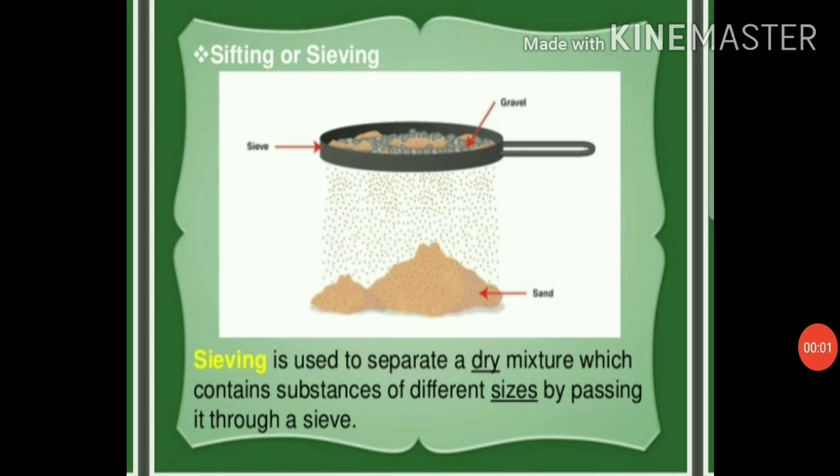So let's talk about another method of separation, that is sifting or sieving. Sieving is a method of separation based on the principle of different sizes of particles to be separated from the mixture. So the particles of different sizes present in the mixture can be separated through sieving. Sieves of different pore sizes are used to separate the components of a variety of mixtures.